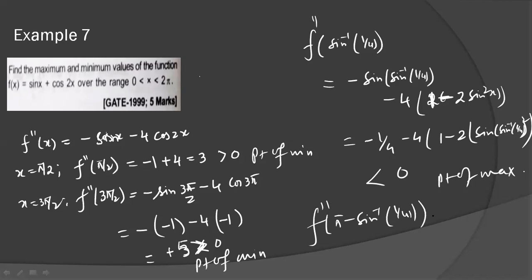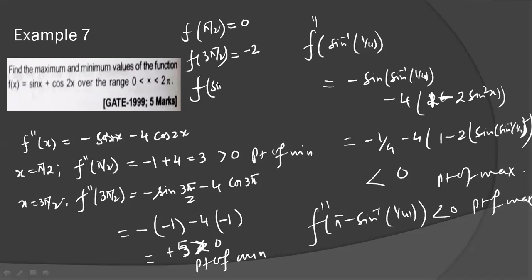It is also less than 0, then it is a point of maxima. So check the value of the function at all these 4 points. At pi by 2 you will get 0, at 3 pi by 2 you will get minus 2. At sine inverse 1 by 4 you will get 5 by 4. And at pi minus sine inverse 1 by 4 you will get minus 0.625.